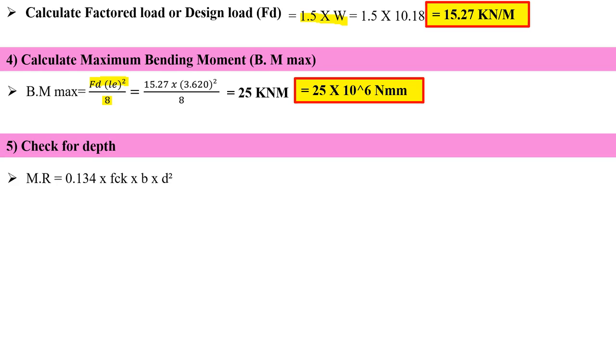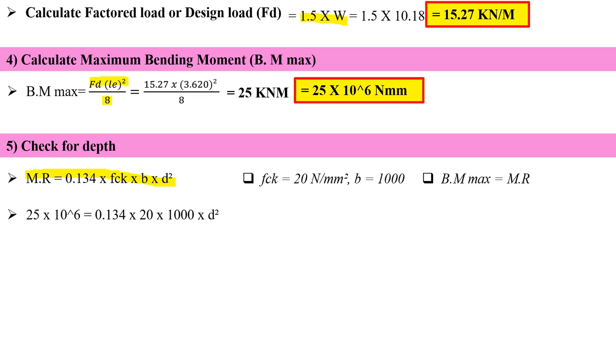So the formula is Mr equals 0.134 fck bd square. So just putting the values. Here fck equals 20 Newton per mm square, that is the grade of concrete which we already considered. B equals 1000 mm and BM max equals Mr. So BM max we already calculated, just putting the value in place of Mr.